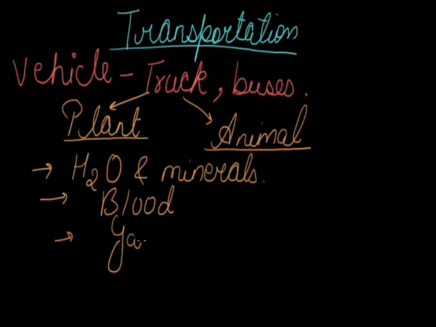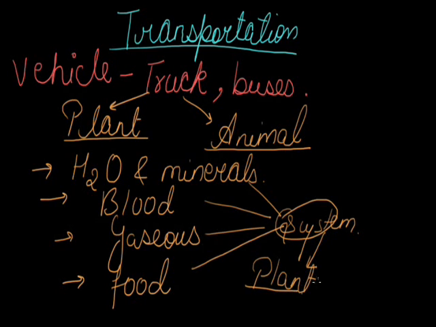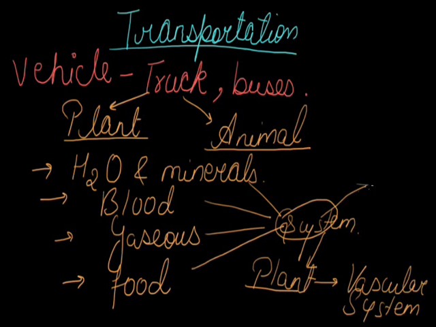Gaseous molecules are also transported from one part of the body to another. Next, food is also transported from one part of the body to another. These things are transported by a particular system. In plants, the system is called the vascular system, and the system which does so in animals is called the circulatory system.